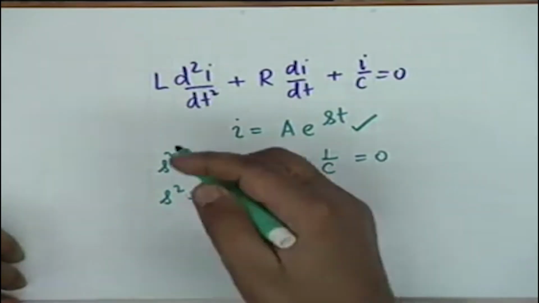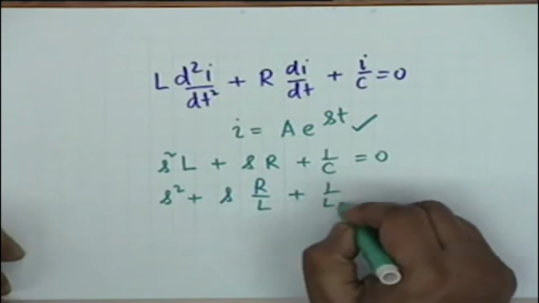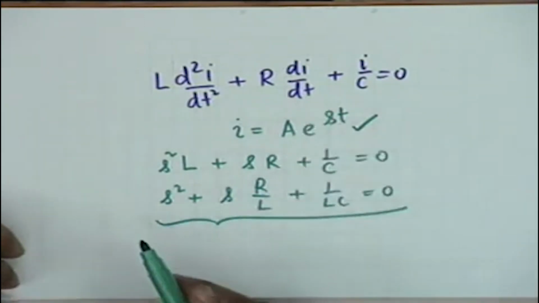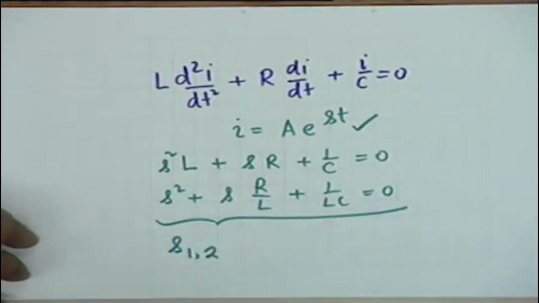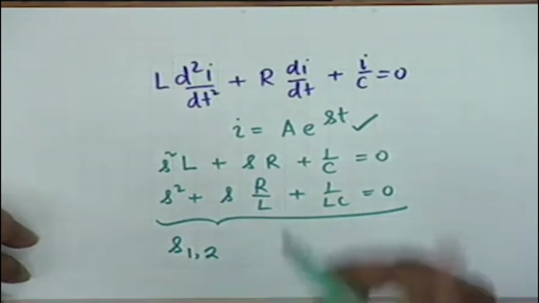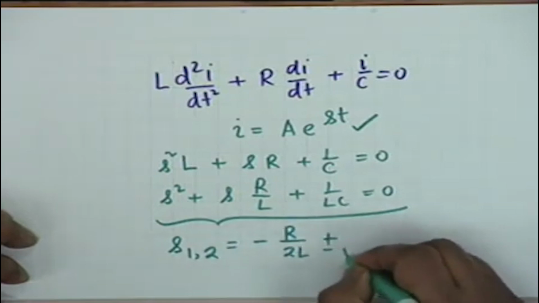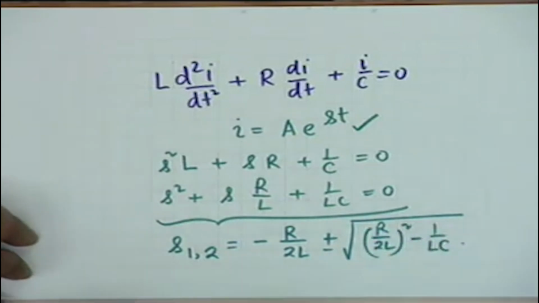As you see here, this equation, s squared plus sR by L plus 1 by LC equal to 0, is a quadratic equation. So there are 2 values of s which satisfy the equation. Originally, in the first order circuit, it was only 1 value of s. Here there are 2 values, s1,2, subscript 1 comma 2, that we write both of them simultaneously. And you can see that this is minus R by 2L plus minus the square root of R by 2L whole squared minus 1 over LC.